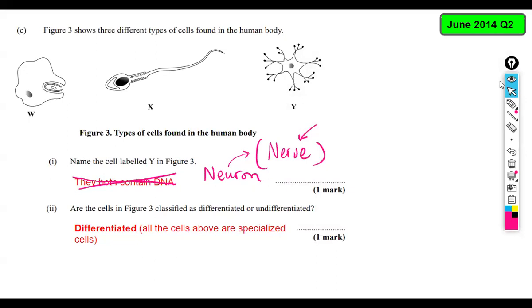Now, I believe I had explained what differentiated and undifferentiated cells are. Differentiated cells are specialized cells in the body. They basically have one purpose. Like, for example, the W up here is a white blood cell. Anybody want to tell me what kind of white blood cell that is? Is that a phagocyte or is that a lymphocyte? Look at the diagram. Is it a phagocyte or a lymphocyte?